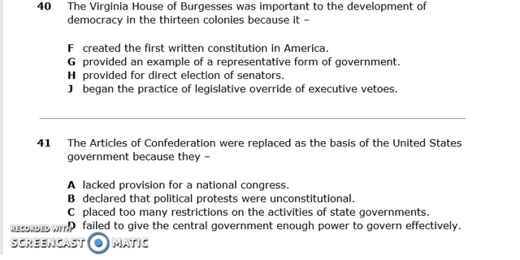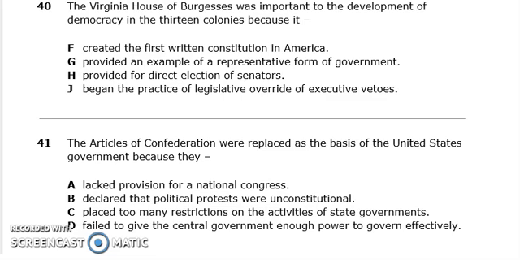Number 40. The Virginia House of Burgesses was important to the development of democracy in the 13 colonies because it F. created the first written constitution in America. G. provided an example of a representative form of government. H. provided the direct election of senators. J. began the practice of legislative override of executive vetoes.